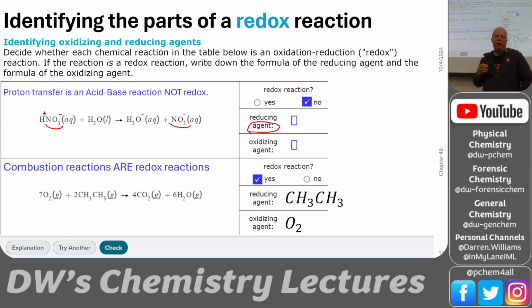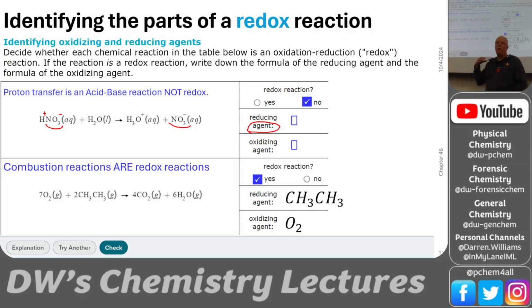So how many people, well, y'all are young, you probably haven't bought a house, but a real estate agent helps you buy the house, right? They're the person doing things. So oxygen is the oxidizing agent, okay? It's doing the oxidation.